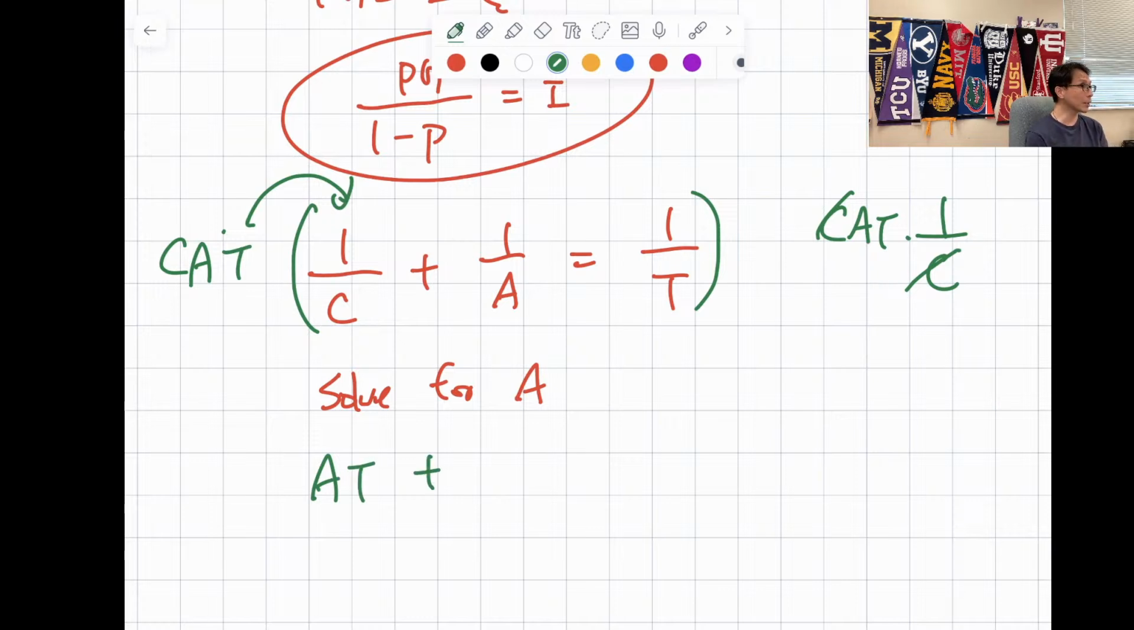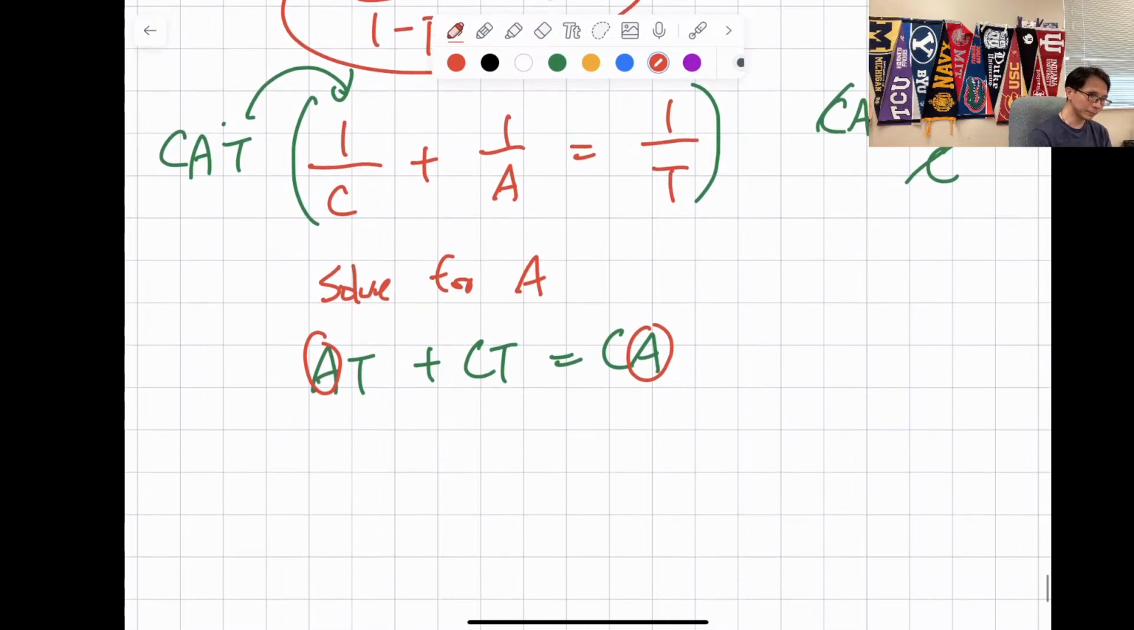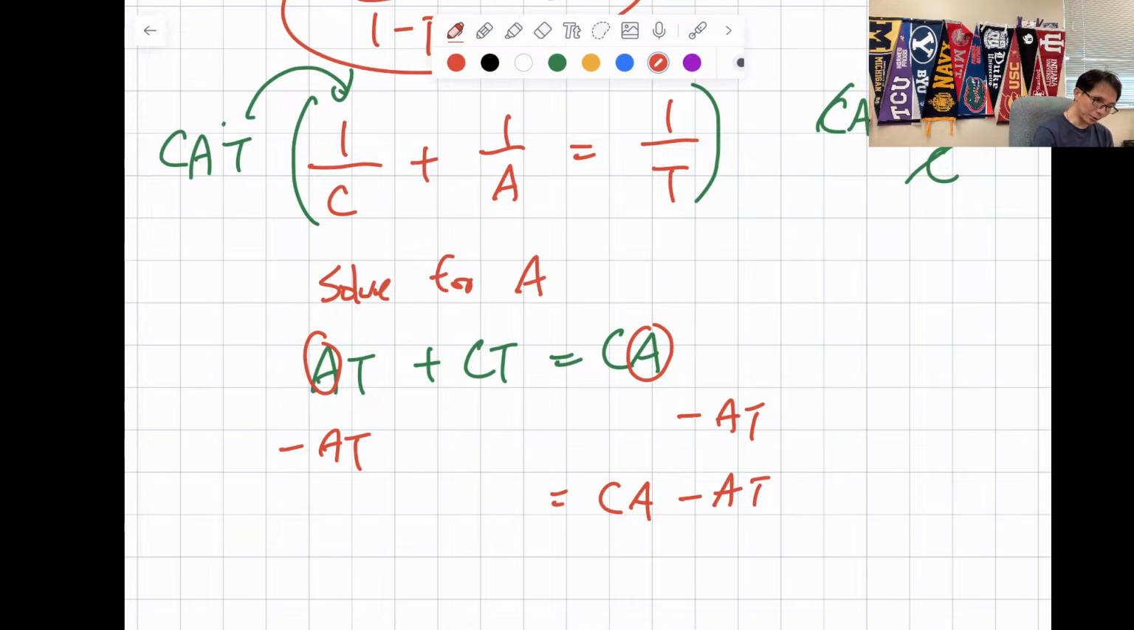Okay, next person. Can somebody else besides Lyndon tell me what happened to the next term? Yes, Isaac. A cancels out. A cancels out. So what do you have left? CT. CT, good. How about the last one? Emily. CA. CA. Now the A is on 2 separate sides, right? Is that okay? So we move it to the other side. So it'll be CA minus AT equal to CT.